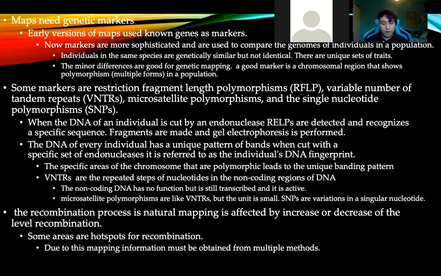Microsatellite polymorphisms are like VNTRs, but the unit is small. SNPs are variations in a single nucleotide. The recombination process is natural, and mapping is affected by an increase or decrease in the level of natural recombination. Some areas are hotspots for recombination, meaning that it's more likely to occur there. Due to this, mapping information must be obtained from multiple methods. Next slide, please.